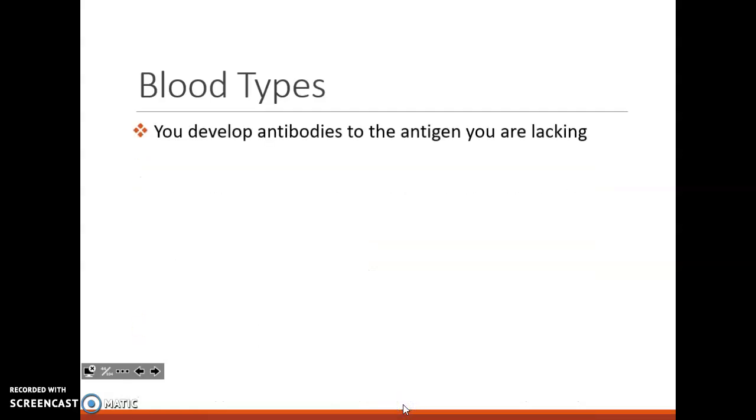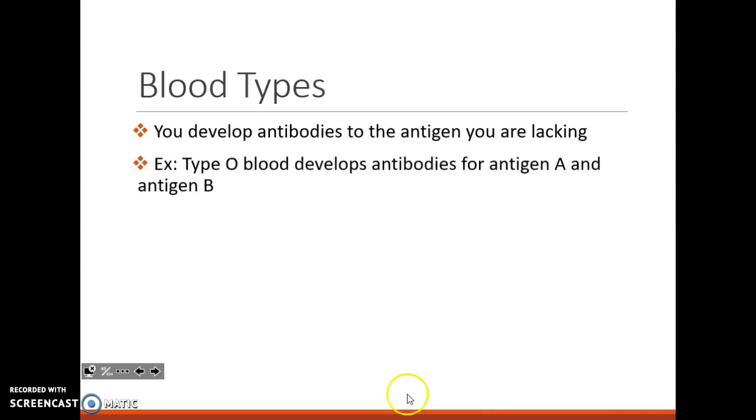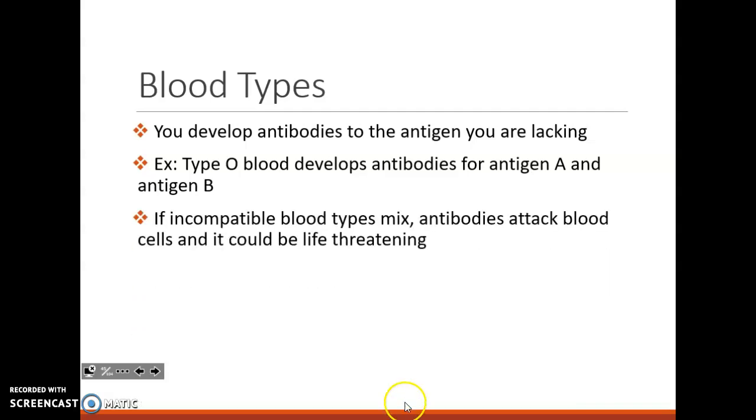So let's talk a little bit more about that. You develop antibodies to the antigen you are lacking. So for example, type O blood develops antibodies for antigen A and antibodies for antigen B. So if incompatible blood types mix, the antibodies attack the blood cells, and this could be life-threatening.